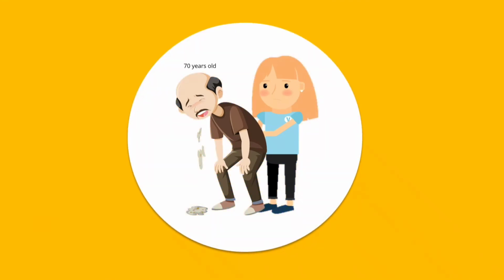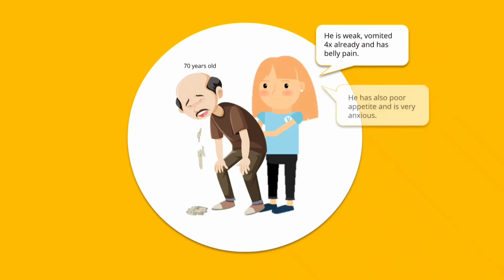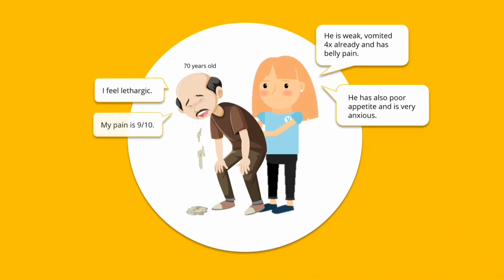A 70-year-old man was taken to the hospital by his daughter, who stated that her father was weak, vomited 4 times, and has pain in his belly. She also informed that his appetite is poor and he is very anxious. On assessment of the client, he is lethargic, states his pain is a 9 on a scale of 1 to 10. He vomited 3 times, 100 milliliters of greenish fluid, and passed approximately 150 milliliters of urine in the urinal. His temperature is 102, pulse 80, respiration 22, and blood pressure 140/80.